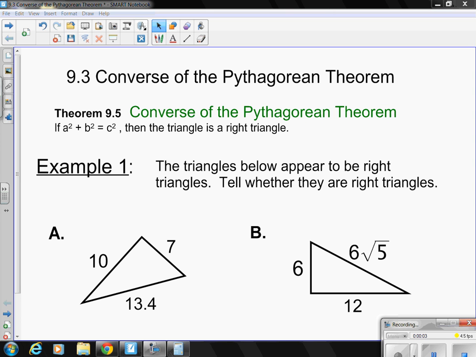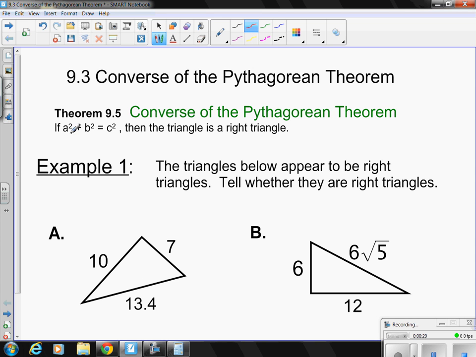9.3, the converse of the Pythagorean theorem. The converse of the Pythagorean theorem states that if a squared plus b squared equals c squared, then that shows it is a right triangle. So it's backwards, the Pythagorean theorem. The Pythagorean theorem says if it's a right triangle, then that's true. So going the other way also works.